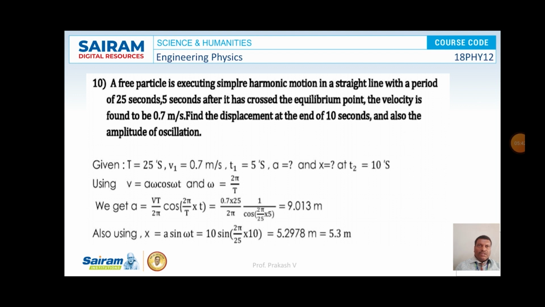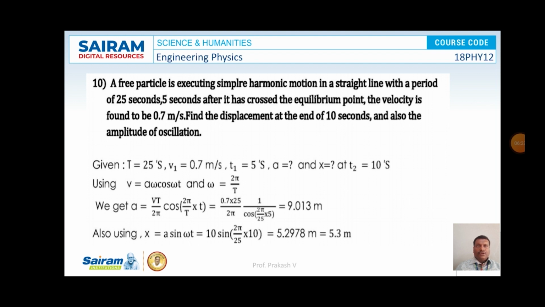A free particle is executing simple harmonic motion in a straight line with a period of 25 seconds. 5 seconds after it has crossed the equilibrium point, the velocity is found to be 0.7 meter per second. Find the displacement at the end of 10 seconds and also the amplitude of oscillation. Given T is equal to 25 and mu1 is equal to 0.7 meter per second and t1 is equal to 5 seconds. So what is the value of A, x, and at t2 is equal to 10 seconds.